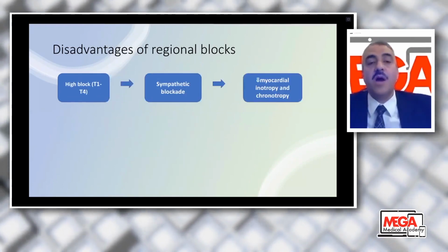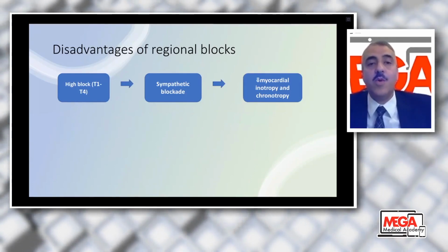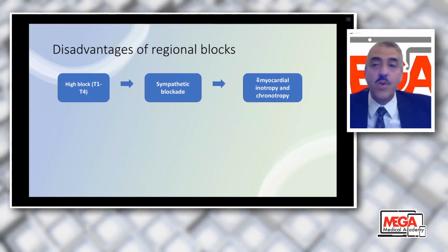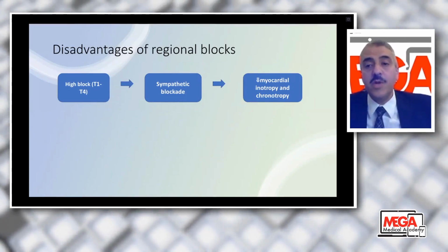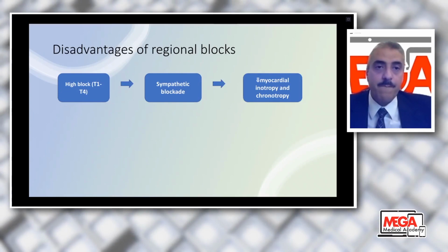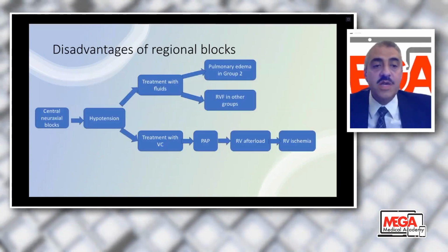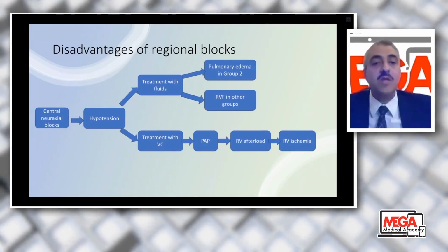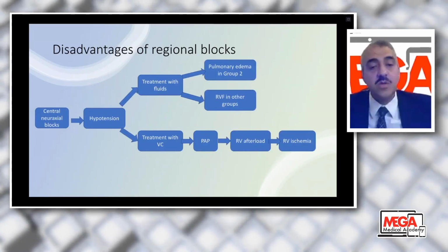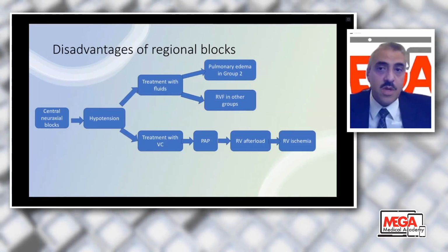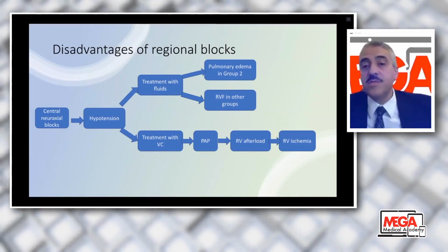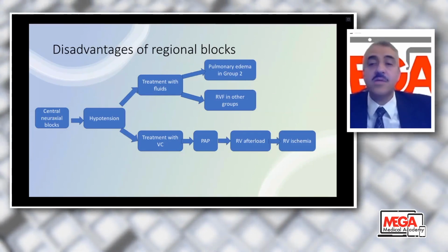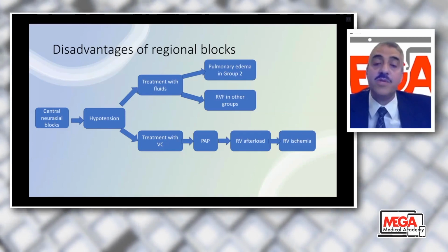Number four, if the block comes high for spinal or epidural, up to T3 or T4, there may be a magnitude of sympathetic blockade, and this will decrease the myocardial inotropy and chronotropy. Last is that when spinal anesthesia or central neuraxial block induces hypotension, how can we treat the hypotension? Treat it with fluid. In group 2, pulmonary edema will result, and in all the other groups, right ventricular failure might follow the fluid administration.